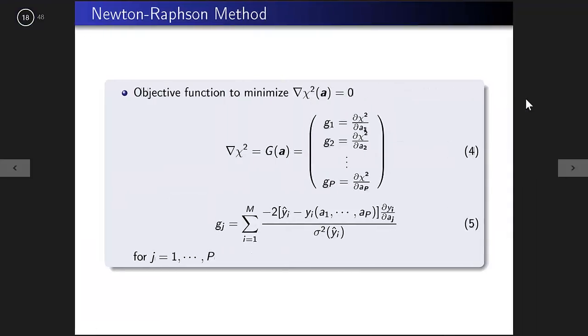So in concept, when applying this method, we're trying to minimize the gradient of chi-squared. The gradient is the derivative of the chi-squared with respect to all the parameters that you're seeking to determine. So it's of length p. And if you look at the form of what this gradient is, you just take that chi-squared and you differentiate it directly with respect to the parameters, and that's how you get this gradient here.